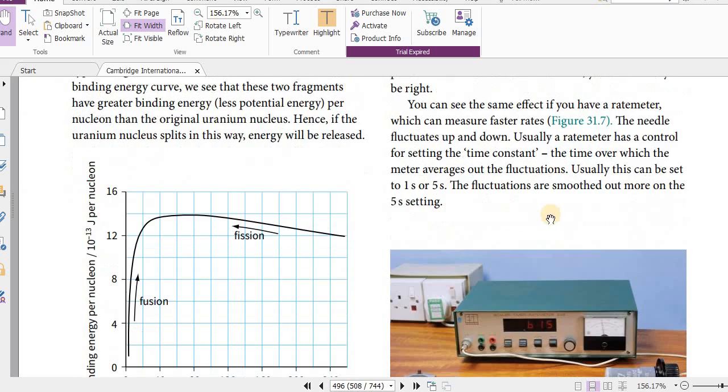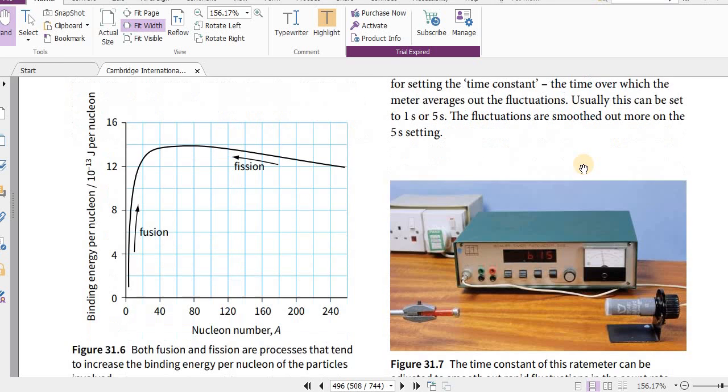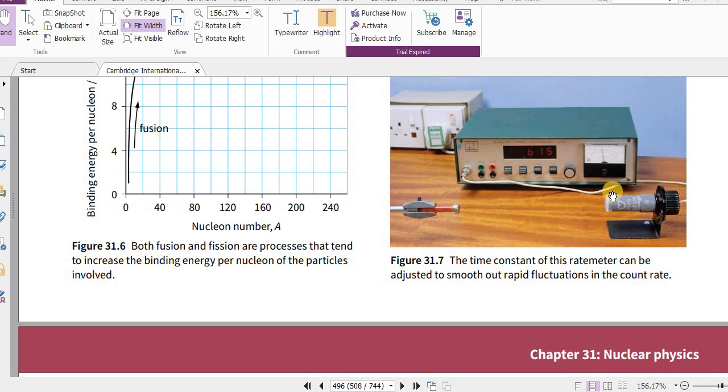You can see the same effect if you have a rate meter. So we have the Geiger-Müller tube connected to the counter or to the rate meter, which can measure faster rates. Figure 31.7. Here you have the source of radiation, and this is the Geiger-Müller tube. The radiation goes in this, and remember in the O-level class you would have learned about the parts and what happens. Then you will get some reading there.